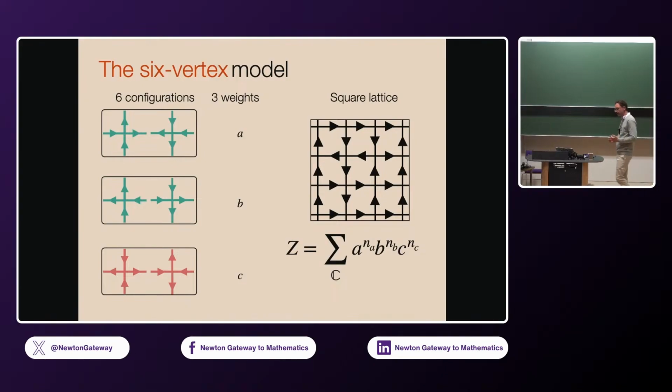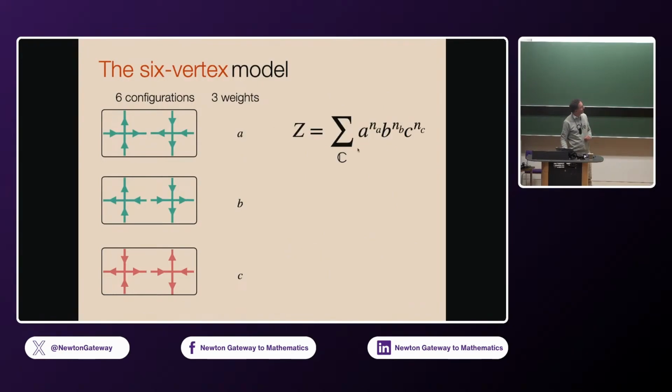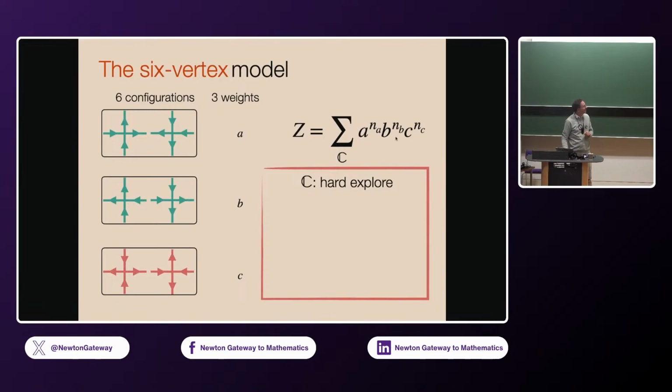The partition function is fairly simple. You just sum over all the configurations, the weight of configuration A to the power n, where n is the number of vertices of type A, B, C, etc. In our case, B and A are equal. Good. So it looks simple. Anybody in the room can compute this product. The problem is that it is very hard to sample the configuration space.